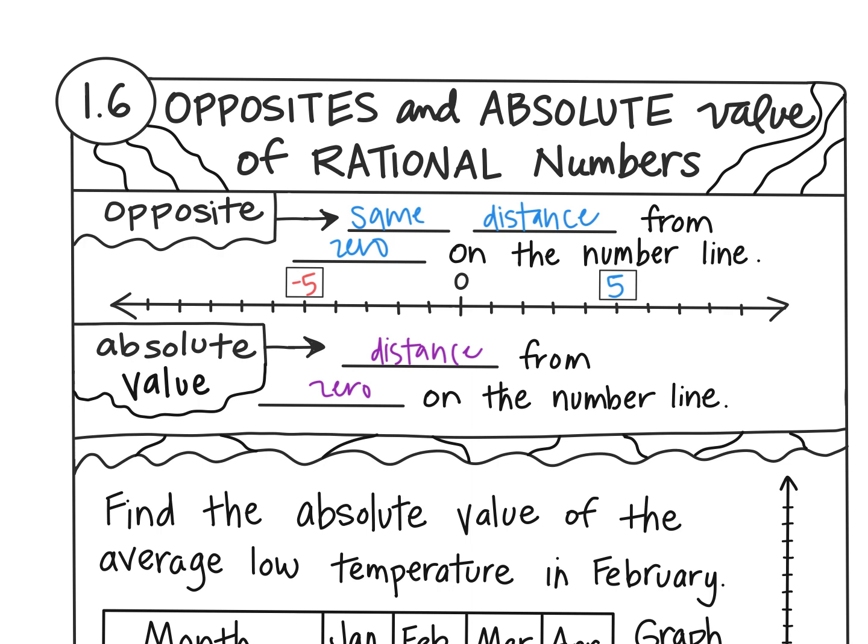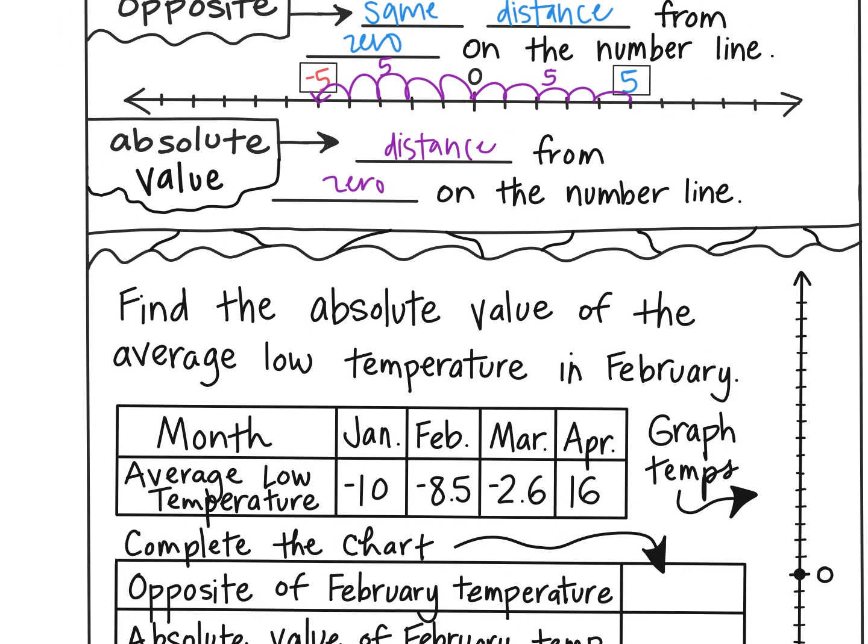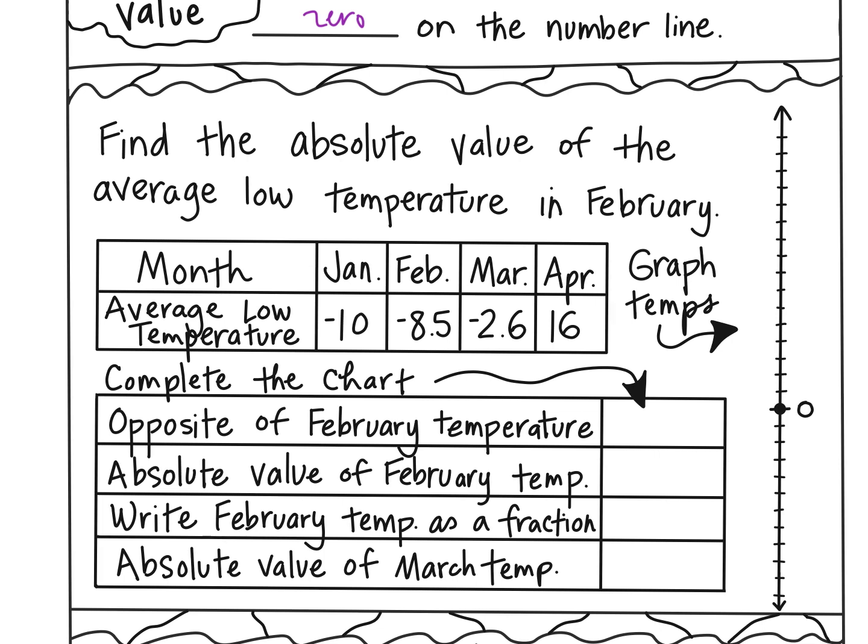So what does that look like? It means that to get to negative 5, I go 1, 2, 3, 4, 5 spaces. And then from 0 to positive 5, 1, 2, 3, 4, 5 spaces. So my absolute value of negative 5 and positive 5 is just 5. Okay. So we understand that. Now we're going to use that knowledge to find the absolute value of the average low temperature in February, given the information in this chart or table.